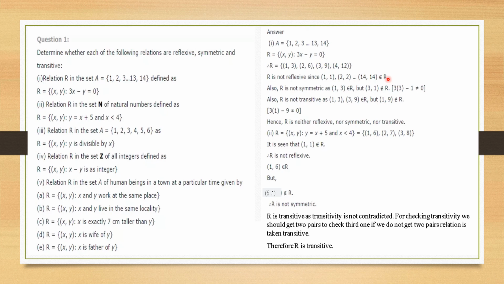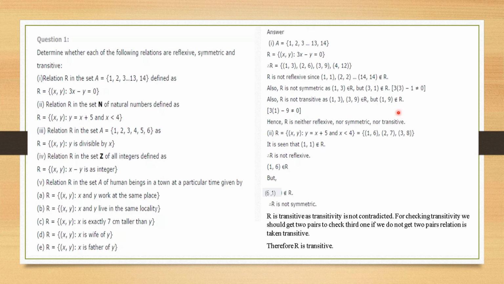For symmetry, (1, 3) belongs to R, but (3, 1) does not belong to R, so it is not symmetric. For transitivity, (1, 3) belongs to R and (3, 9) belongs to R. But is there (1, 9)? No, (1, 9) does not belong to R. So this relation is not transitive. So it is neither reflexive, nor symmetric, nor transitive.